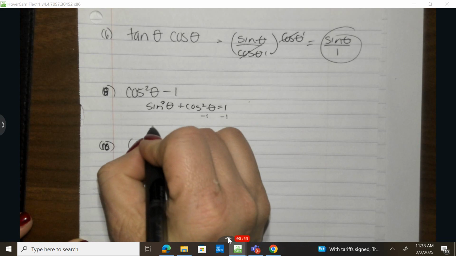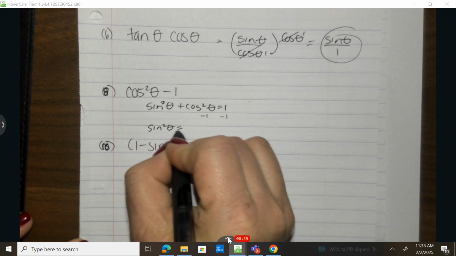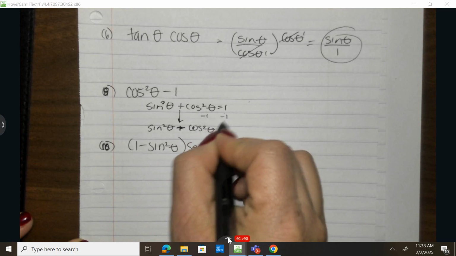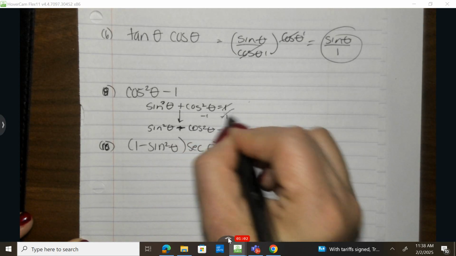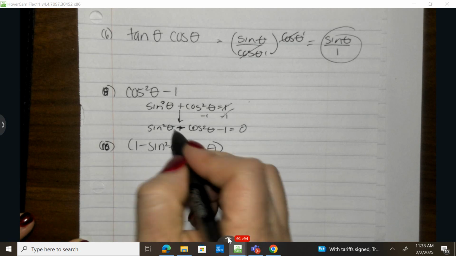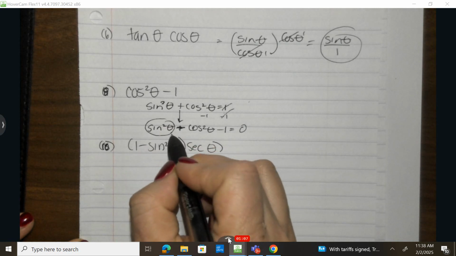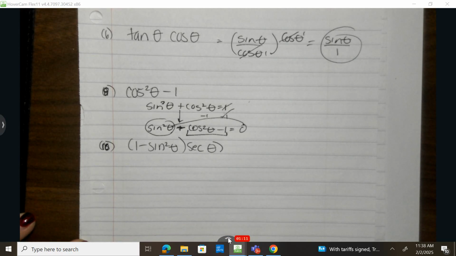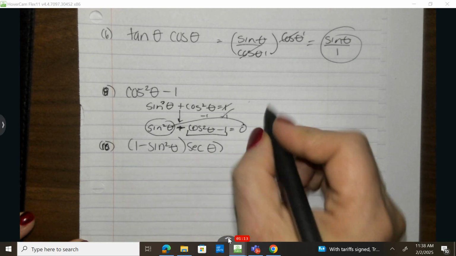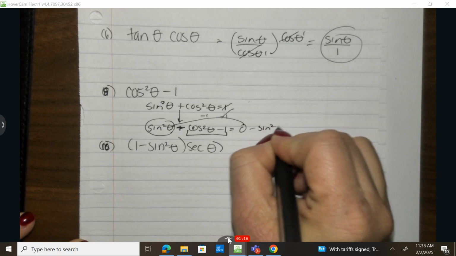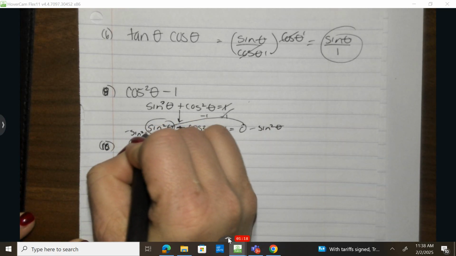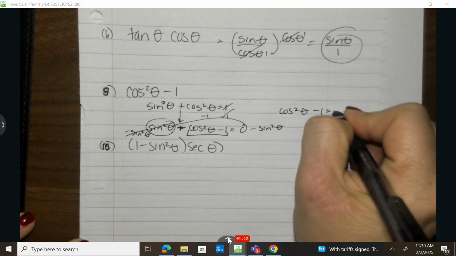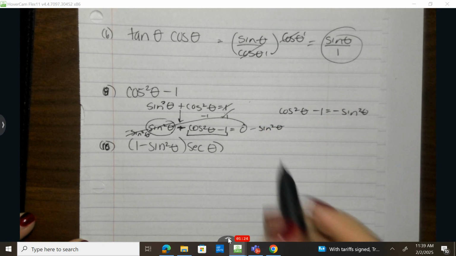Let me do that. Sine squared theta, that's a plus sign, plus cosine squared theta, now we've subtracted 1, equals, well, there's nothing left on the right-hand side. Now let's move positive sine squared to the other side, so I've completely isolated cosine squared theta minus 1. To move this over, it was positive. When it moves over, it's going to be negative. So I know that cosine squared theta minus 1 is equal to negative sine squared theta.